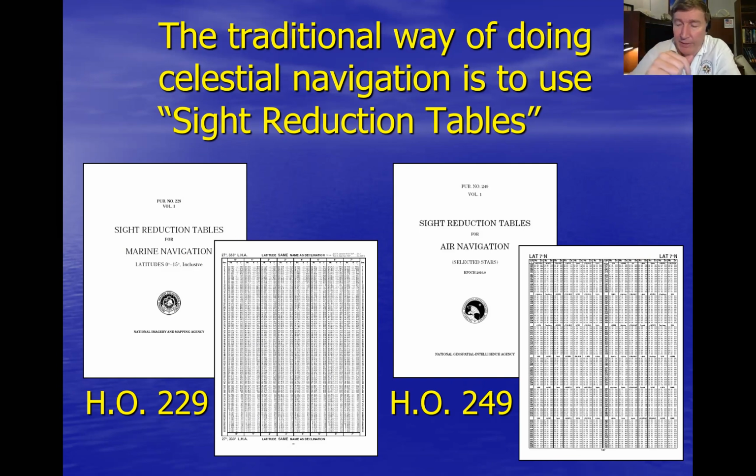So the traditional way of doing this is using books. And there are two sets of books here. Okay. This book here is called HO 229. And this book is just nothing but a bunch of tables, a bunch of numbers. And so what you do is you flip through this book, and depending on what your estimated position is, and depending on various other things, that tells you which page to look on. And then you look up a number here, and then you go back here and look up another number, and you just add some things together.